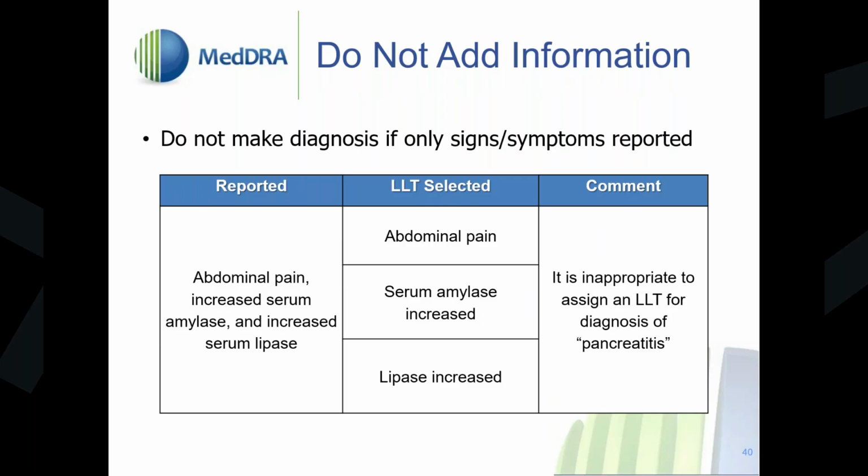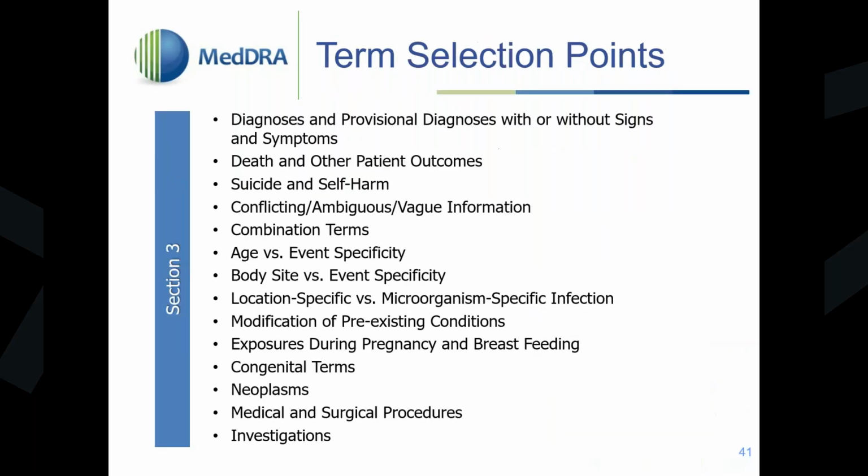So in this kind of example, the LLTs that should be selected are the abdominal pain, the serum amylase increased, and the lipase increased. But if you can query the site, then by all means, send a query and ask the site whether these are signs and symptoms of a single diagnosis, and if so, what is the diagnosis to be reported? There's a lot of different scenarios that these ICH points to consider touch upon, and we're not going to go through all of them.